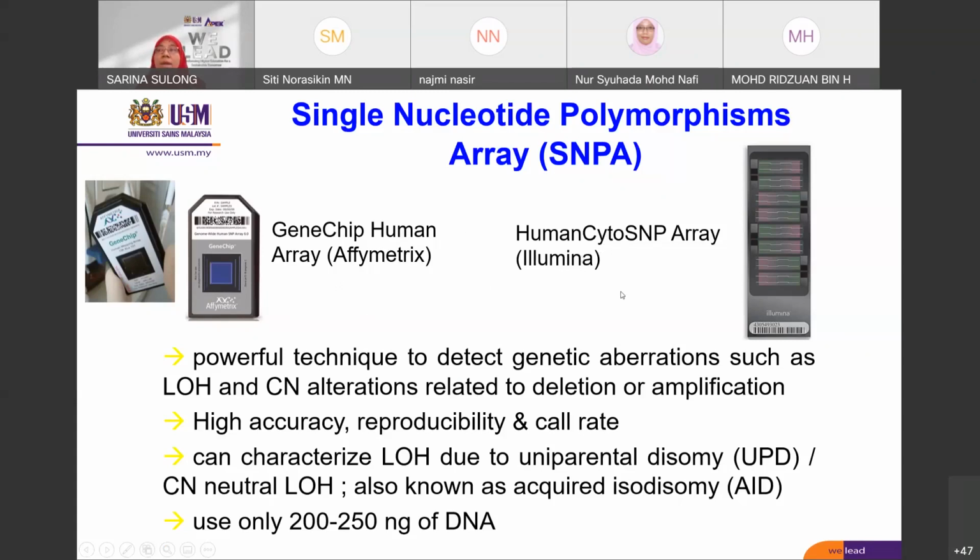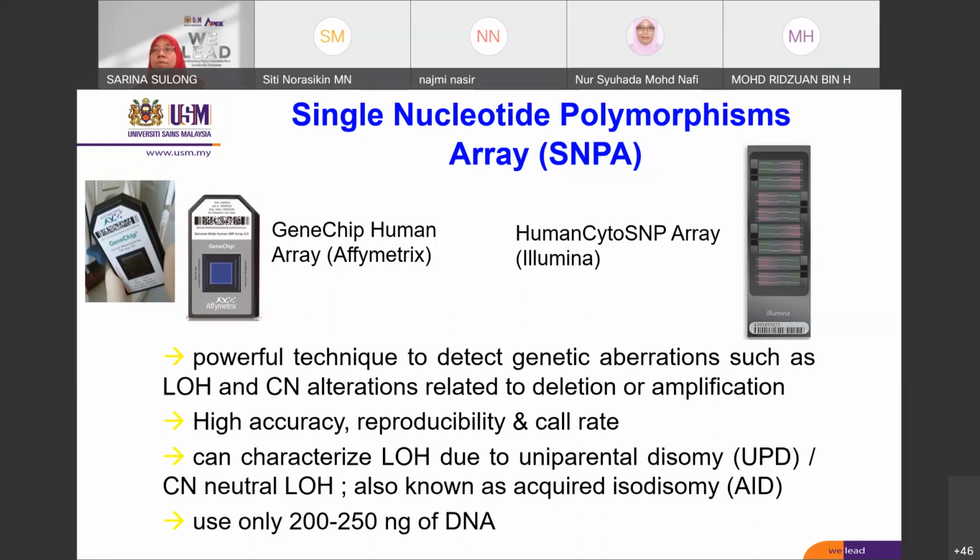SNP array is a powerful technique to detect genetic aberrations such as LOH and also copy number alterations related to deletion or amplification. It can also characterize LOH due to UPD, uniparental disomy, also called copy-neutral LOH, and also known as acquired isodisomy or AID. Of course, this UPD or AID is usually not identifiable by conventional cytogenetic analysis and FISH studies, and also cannot be detected by array CGH. So SNP array is one of the tremendous achievements that can detect this phenomenon.